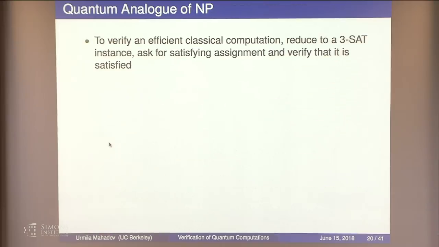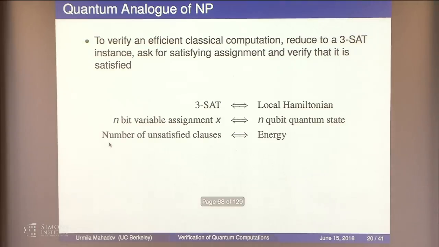OK, so to cover this, let's go back to classical verification for a second. To verify an efficient classical computation, one thing that can be done is that the verifier has some instance of a problem which he wants to verify. He reduces it to a three-SAT instance, asks the prover for a satisfying assignment, and verifies that the instance is satisfied. I can draw an analogy to this in the quantum setting, where the three-SAT problem corresponds to the local Hamiltonian problem. An n-bit variable assignment x corresponds to an n-qubit quantum state. The number of unsatisfied clauses corresponds to the energy of the quantum state with respect to the Hamiltonian.